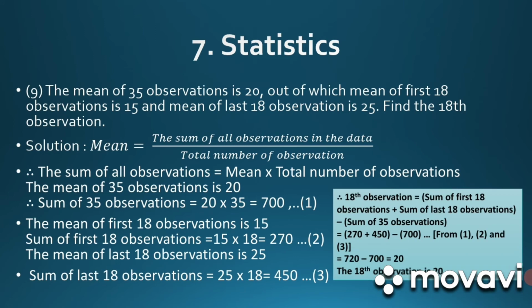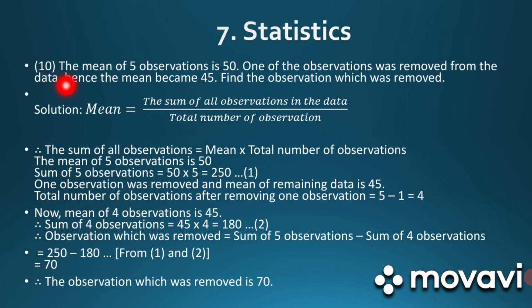Therefore, the 18th observation is equal to the sum of the first 18 observations plus the sum of the last 18 observations minus the sum of 35 observations. This is equal to 270 plus 450 minus 700 from 1, 2 and 3. This is equal to 720 minus 700, which is equal to 20. Therefore, the 18th observation is 20.